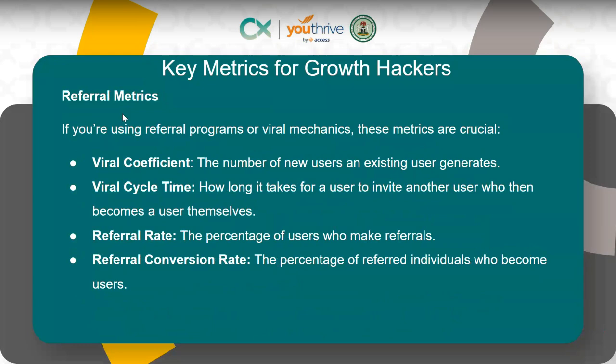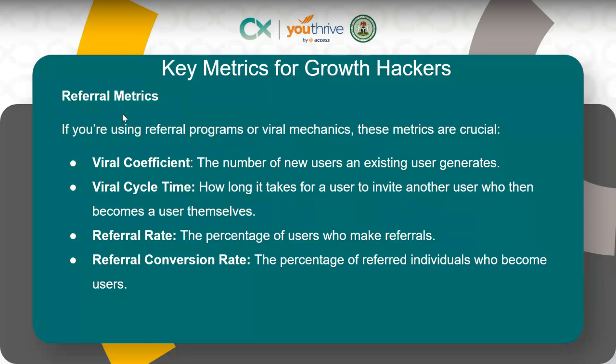Next one is referral metrics. If you are using a referral program or viral mechanism, these metrics are crucial. First thing you're looking at is the viral coefficient, the number of new users that existing users generate. We're looking at the viral cycle time, how long it takes for users to invite another user who then becomes a user themselves. So in terms of how long it takes for another person to invite, this is a very important metric.